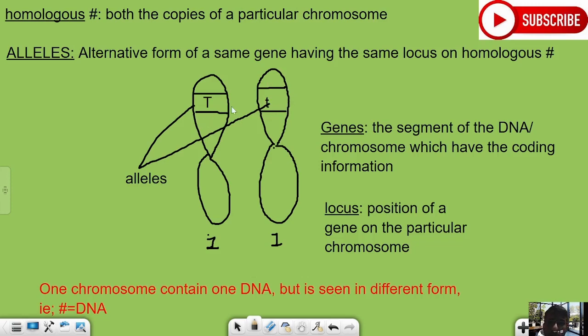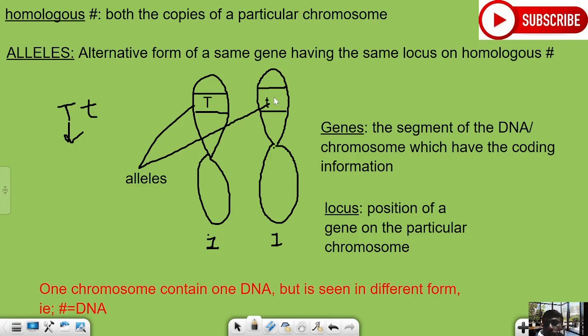But we can't predict whether the gene will be in its capital form or in small form. This is the gene which codes for the height of an organism. I'm just taking an example. So, what is the definition of an allele? An allele is the alternative form of a gene, which has the same locus on a homologous chromosome. If I'm taking capital T, and the small t comes in the adjacent or the next homologous chromosome, then the alternative form is known as the allele. This is the general definition for allele.